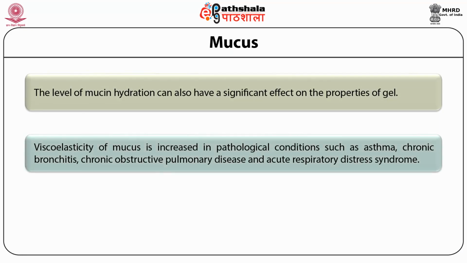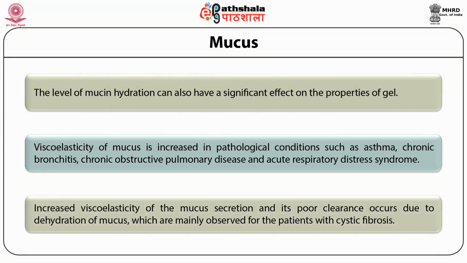Viscoelasticity of mucus is increased in pathological conditions such as asthma, chronic bronchitis, chronic obstructive pulmonary disease, and acute respiratory distress syndrome. Increased viscoelasticity of the mucus secretion and its poor clearance occur due to dehydration of mucus, which is mainly observed in patients with cystic fibrosis. Therefore, the behavior of the nasal mucosa will directly govern whenever there is a requirement of drug delivery through this route. The pathological conditions would definitely have an impact on the final behavior of the drug delivery and ultimately its bioavailability when delivered through the nasal cavity.